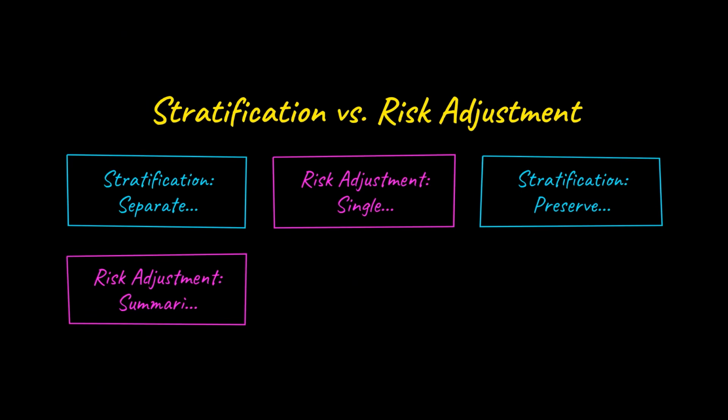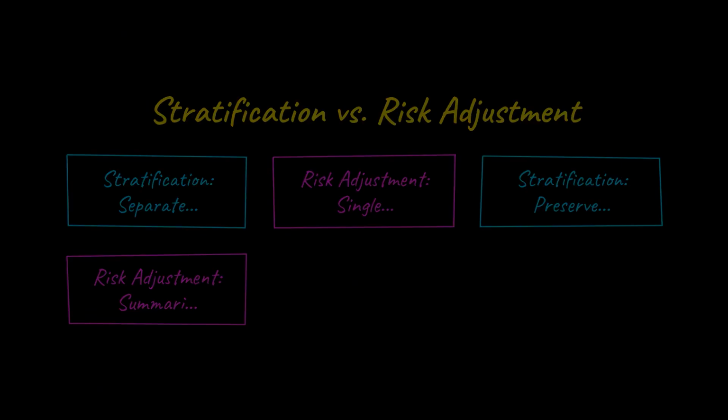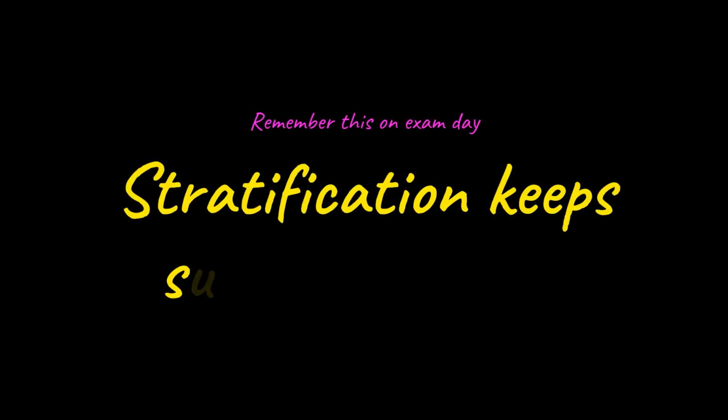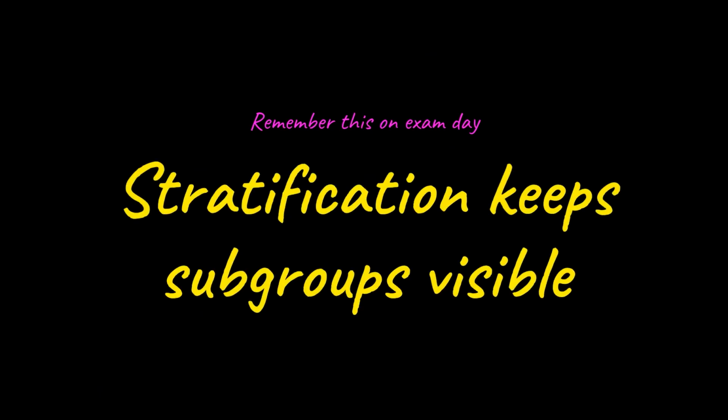Choose stratification when subgroup patterns are the answer you need to deliver. When a question stem describes dividing a population by a characteristic before sampling or analysis, or asks about subgroup-specific insight, that is the signal for stratification, not simple random sampling and not risk adjustment.